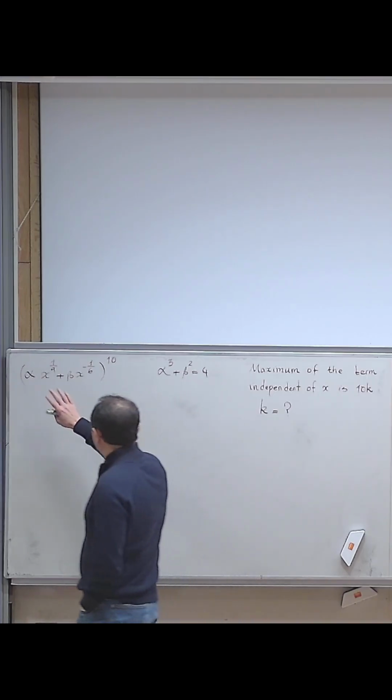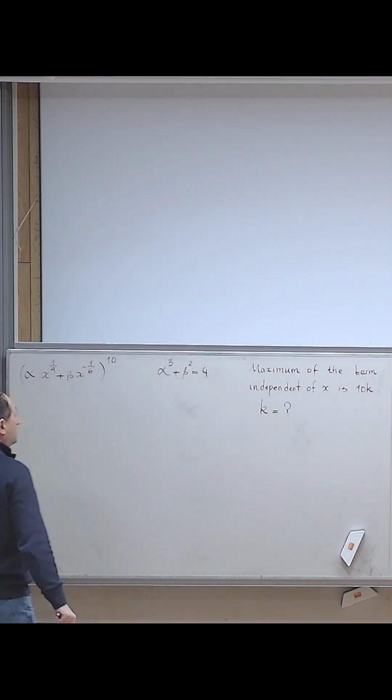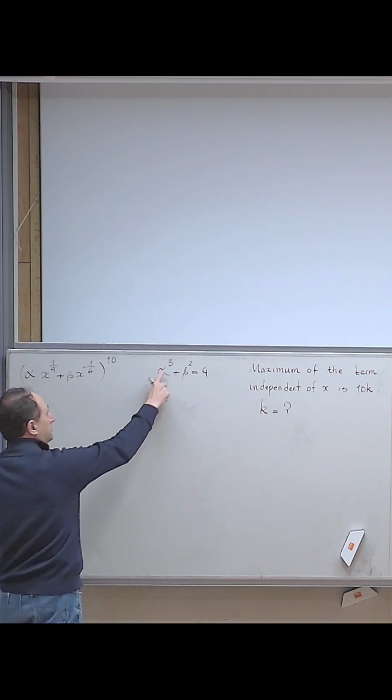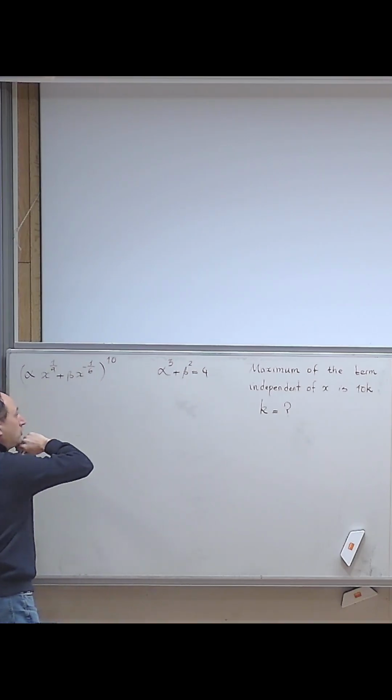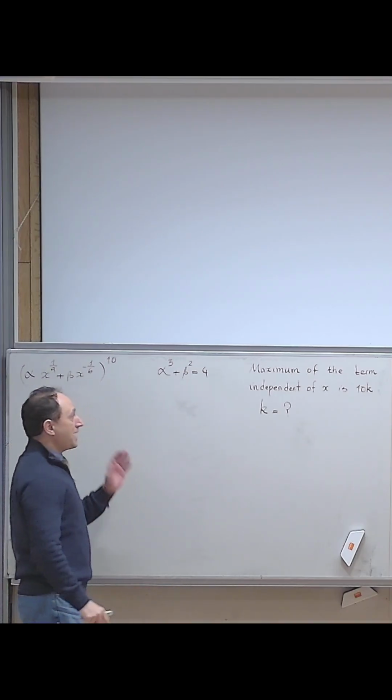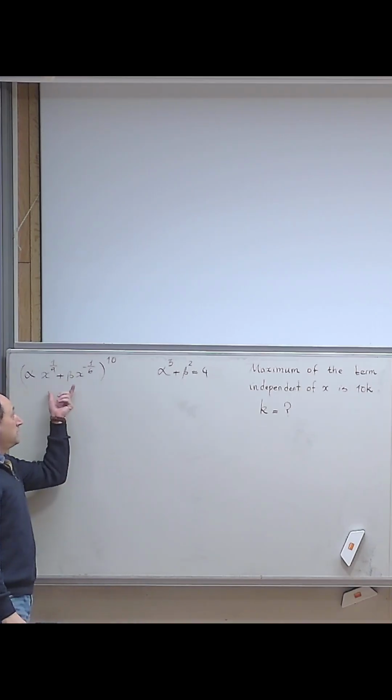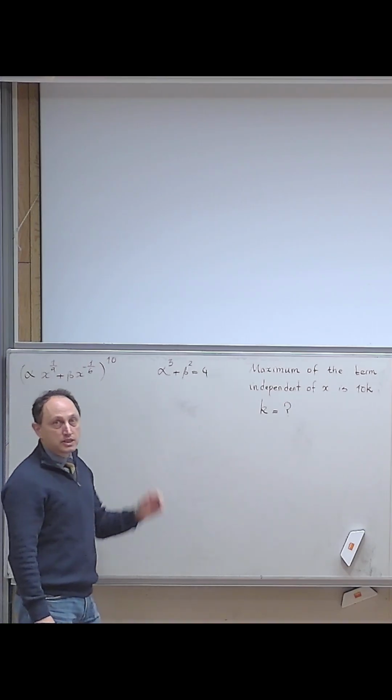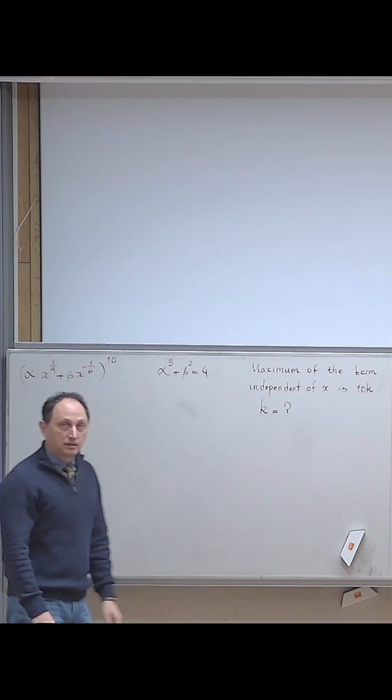So this binomial to the power of 10 is given, and we know that alpha cubed plus beta squared is 4, and we also know that the maximum of the term independent of x in this expansion is 10 times k. We're supposed to find the value of k.